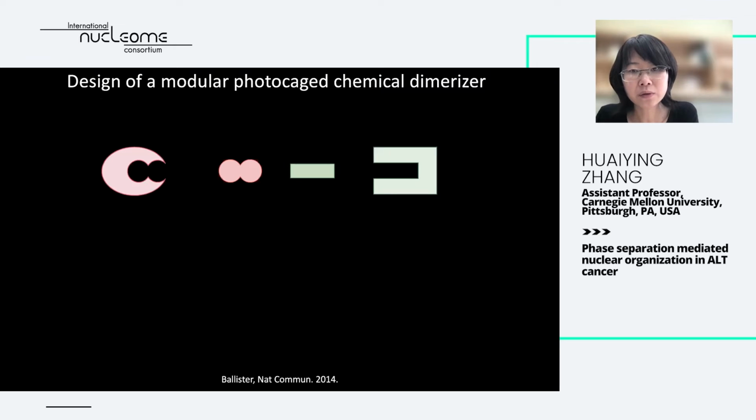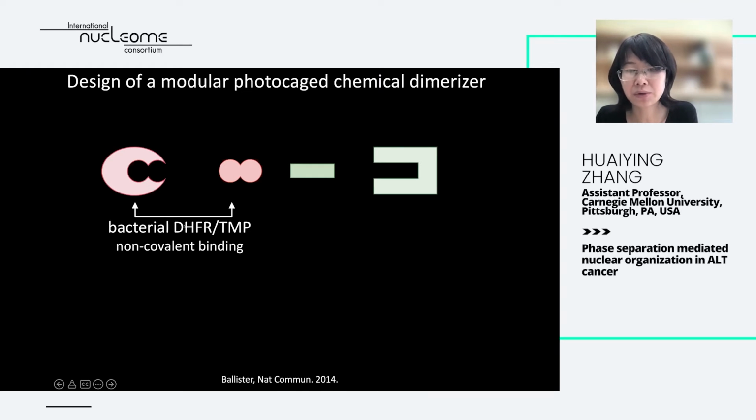The tools that we use are based on a modular design of a photosensitive chemical dimerizer. We chose two small molecules that can interact with their proteins: TMP, which interacts with DHFR, and the commonly used Halo ligand, the HaloTag system. Then we simply put a linker in between. Now this becomes a dimerizer. It dimerizes two proteins that are fused to DHFR and Halo.